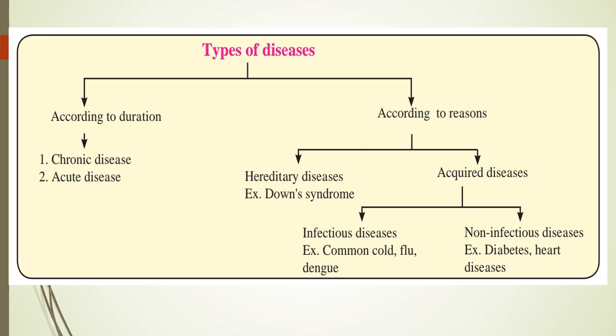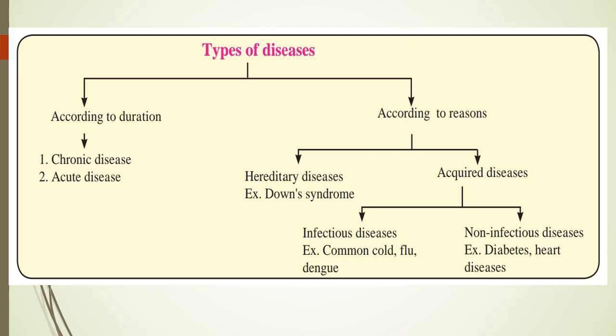Chronic disease means a long-time or longer duration disease. Just think of an example of chronic disease. Cancer, yes. So cancer is a chronic disease. Second, acute disease. Acute disease means a disease which lasts for a short time, short term. Example, we can say common cold.